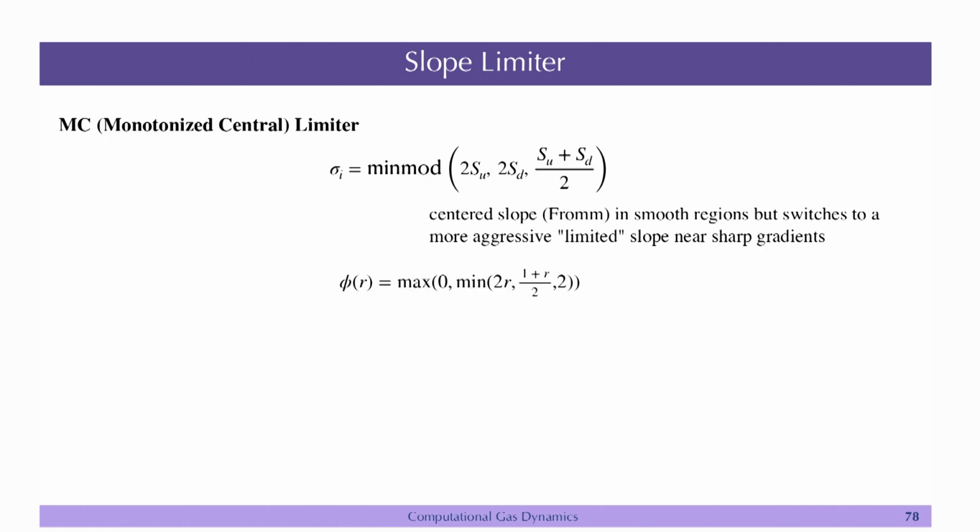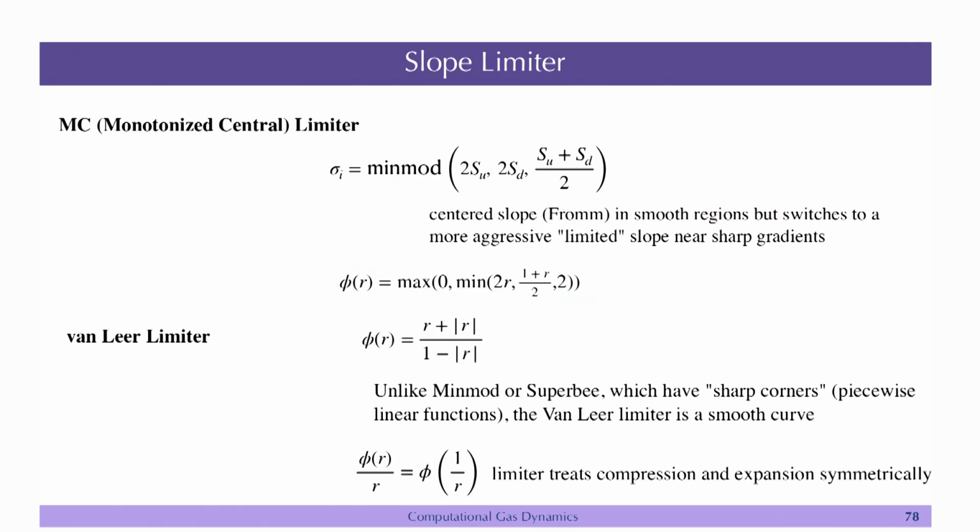Then we have something called the monotonized central limiter, or MC limiter as it is called. So, it is the minmod of the 3: 2 SU, 2 SD, and then SU plus SD by 2. So, this is a kind of centered slope as we saw in Fromm's scheme. It will have the centered slope in the smooth region, but switches to a limited slope near sharp gradients. And you can write the same thing in terms of r, as a slope limiter, which will have the maximum of 0, the minimum of 2r, (1 plus r) by 2, which is coming from here, and 2.